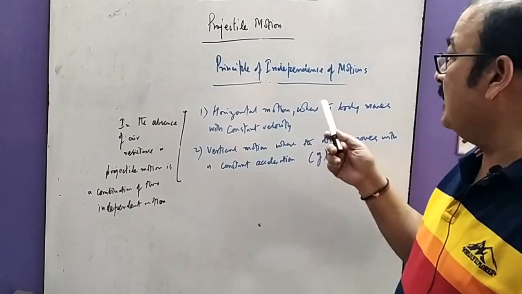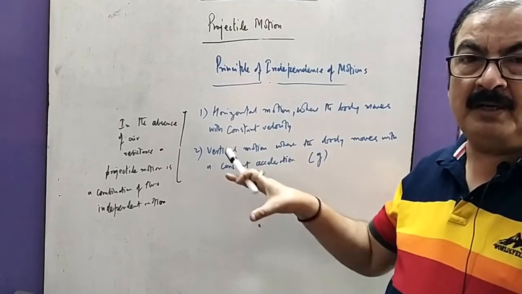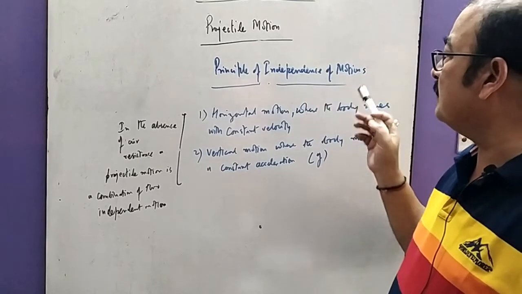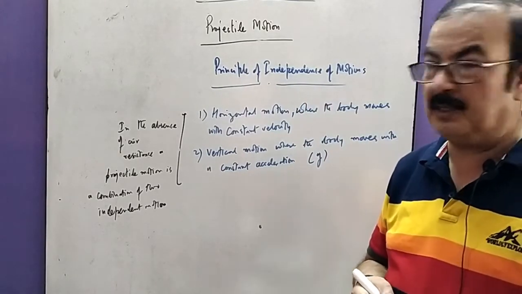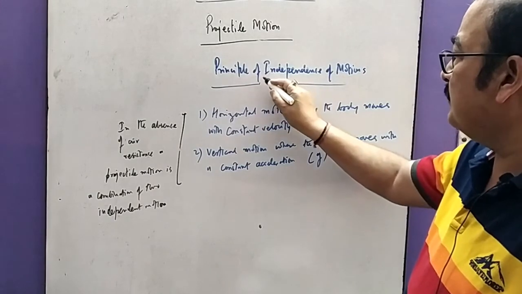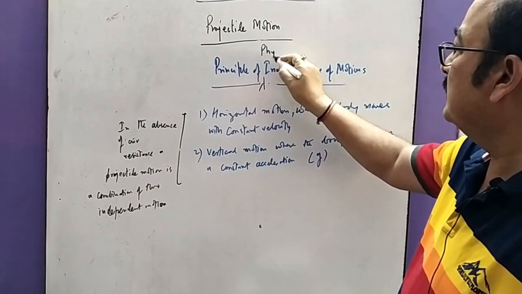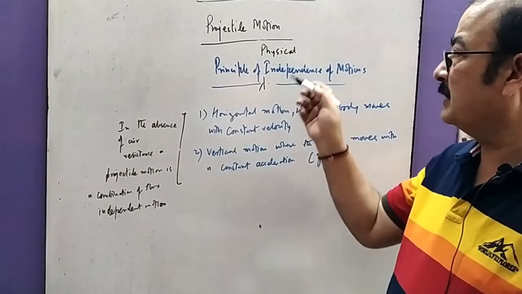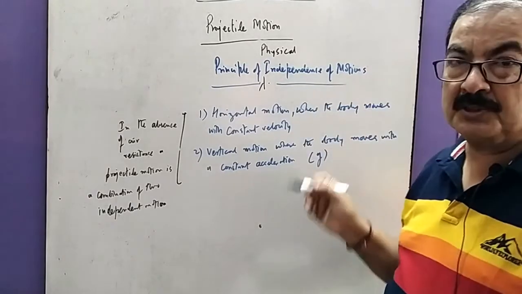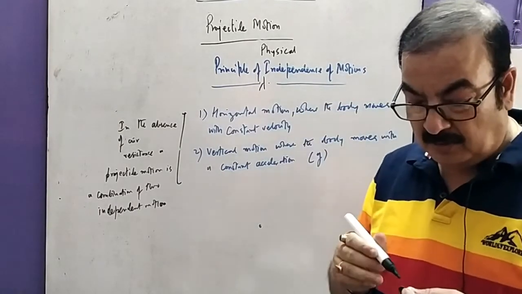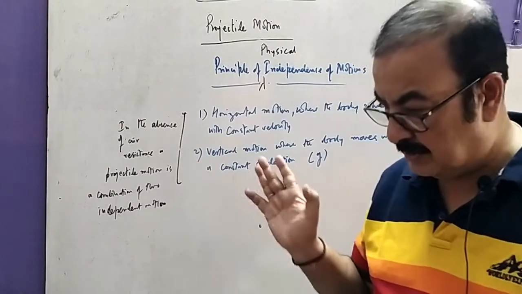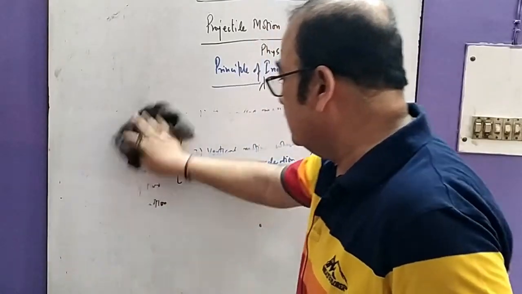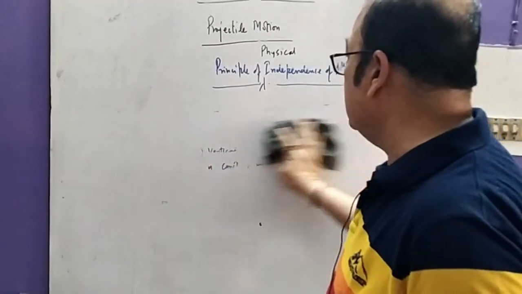Clear? Okay. And in a general way, we call this the principle of independence of motion. But sometimes in some books, it is written as physical independence. If that is written, that is the same thing. It is sometimes also called the principle of physical independence of motion. In fact, the basics of projectile motion itself is this much. Therefore, we have seen a projectile motion is a combination of two motions, vertical and horizontal motion.